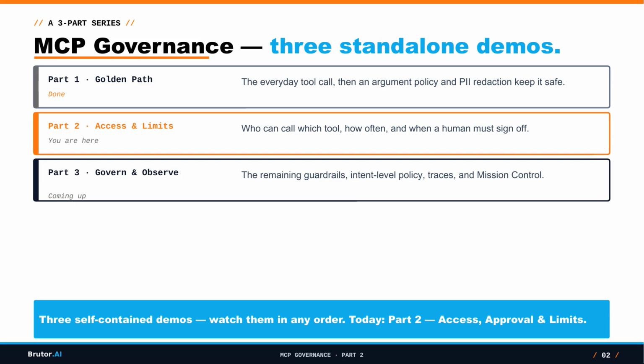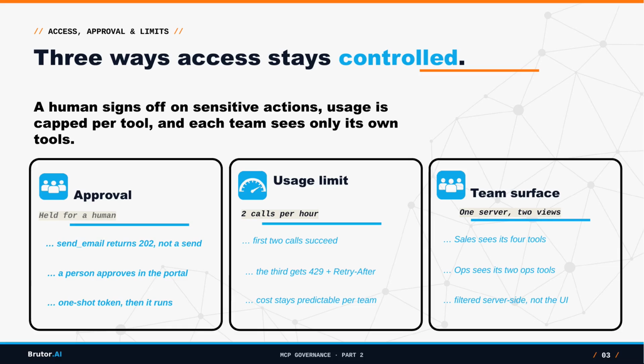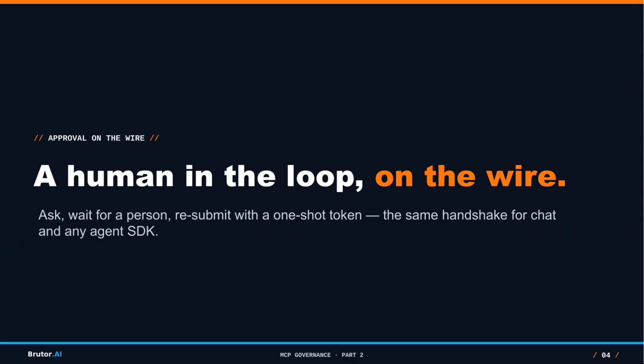Govern and observe is part 3. 3 ways access stays controlled. A human signs off on sensitive actions, usage is capped per tool, and each team sees only its own tools. And the approval gate is on the wire, not just in the UI. Ask, wait for a person, resubmit with a one-shot token, the same handshake for chat and for any agent SDK.